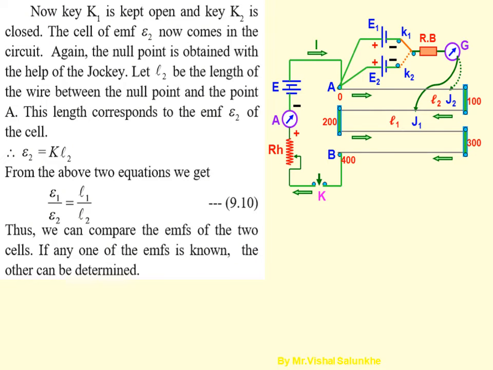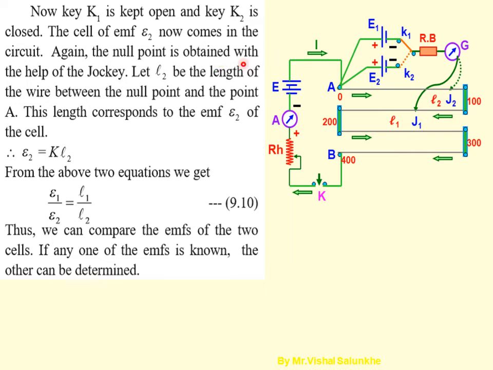In the previous slide we took the reading for E1. Now in the next slide, key K1 is kept open, as I said. Now K1 has to be kept open, meaning we remove the key from K1. And key K2 is closed. Now we insert the key in K2, so current will pass through E2; current will not go through K1 because K1 is open in this case. The cell of EMF E2 now comes into action in the circuit.